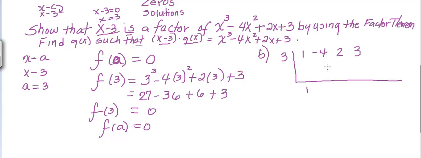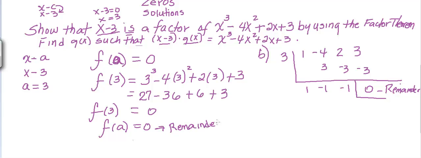Now bring down the 1. This is 3. This is -1, -3, -1, -3, and this is 0. We already knew that our remainder had to be 0. So if you do divide and you get a remainder different than 0, you've done something wrong because we've already proven that the remainder is 0. Remember, this is the remainder. This is also the remainder by the remainder theorem.